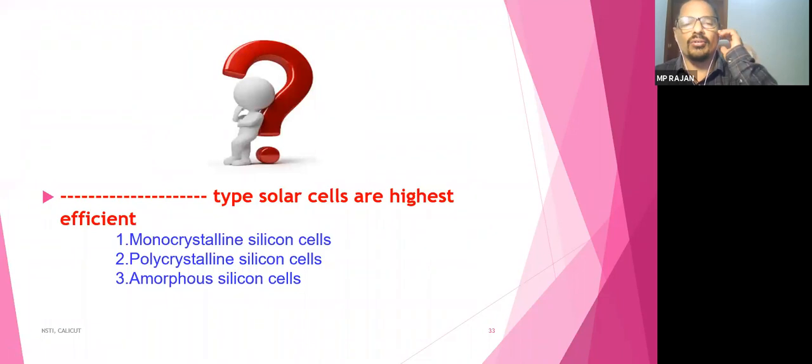Okay, so what are the types of solar cell? Which is the most efficient solar cell? Either mono, poly, or amorphous. You can type which silicon cell is the most efficient. Mono. Okay. Very good.